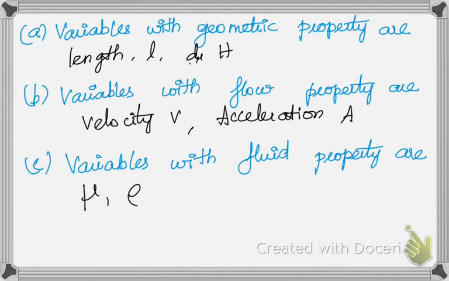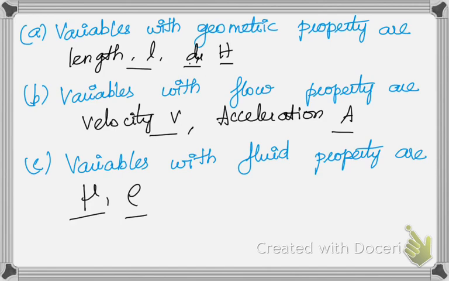So one variable should represent the geometric property, that is, it should be from L, D or H. Another variable should consist of velocity or acceleration. The third variable should represent our fluid properties, so it should consist of either viscosity or density. This is how we have to choose our repeating variables.